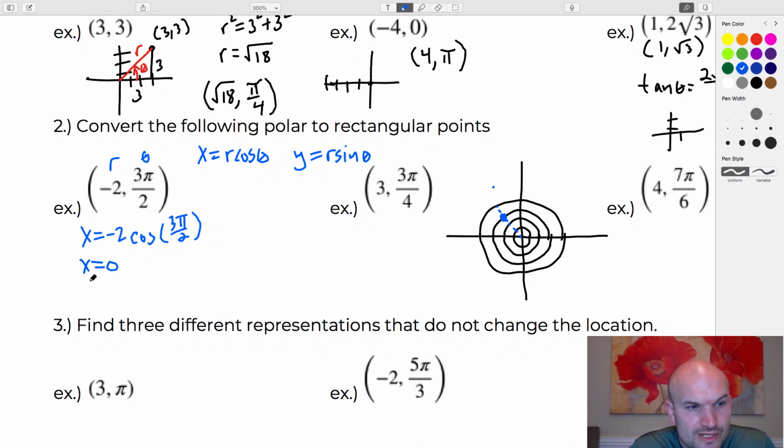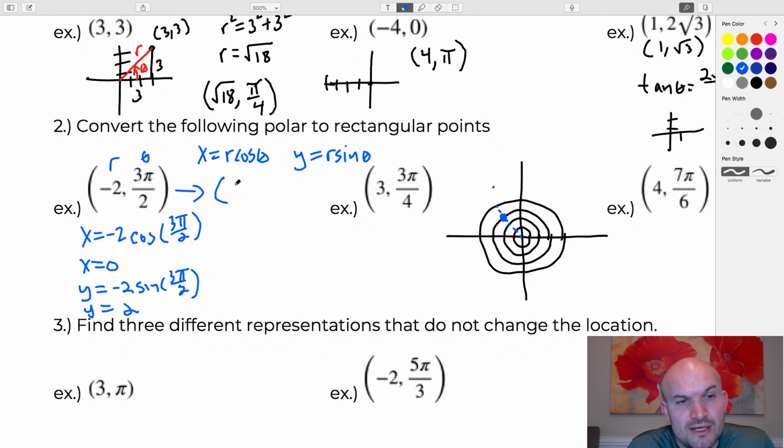And then the y-coordinate here would be -2 times the sine of 3 pi over 2. Well, again, the sine of 3 pi over 2 for that coordinate is going to be -1. So y would equal -1 times -2, which would be a +2. So therefore, our coordinate point in rectangular form is going to be 0, 2. All right. To the next one, we're basically doing the same thing.